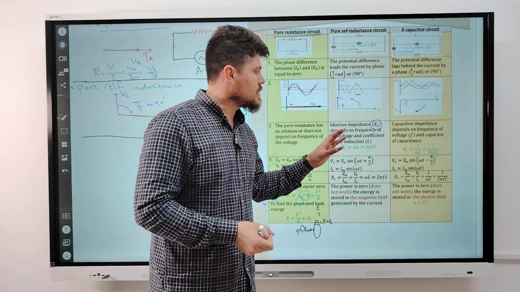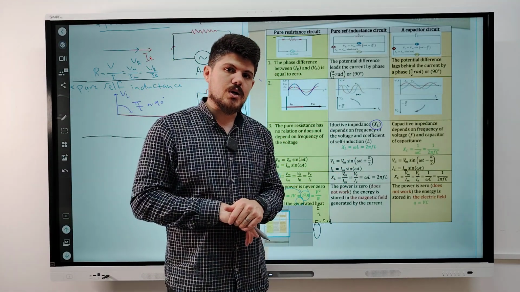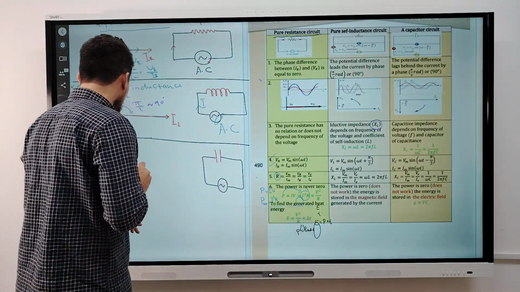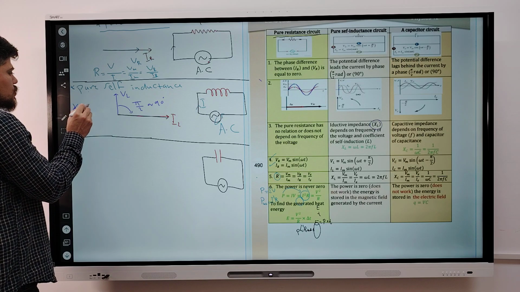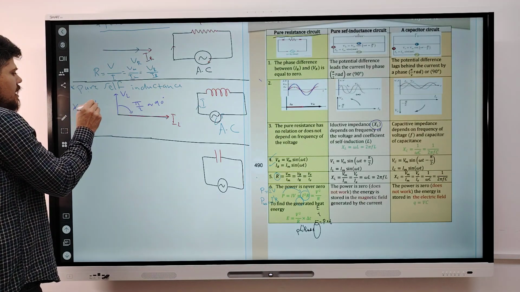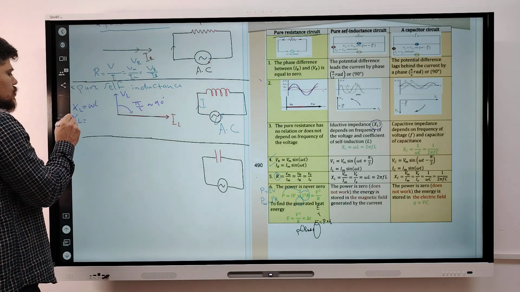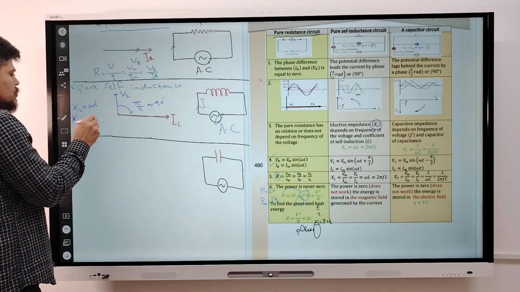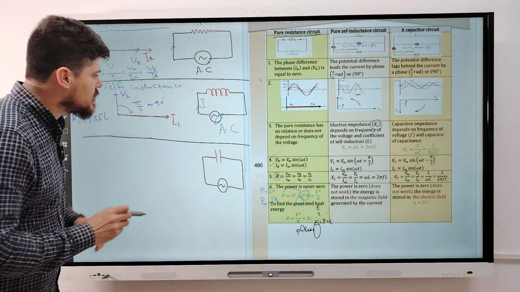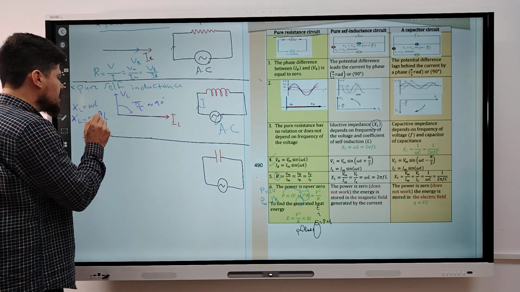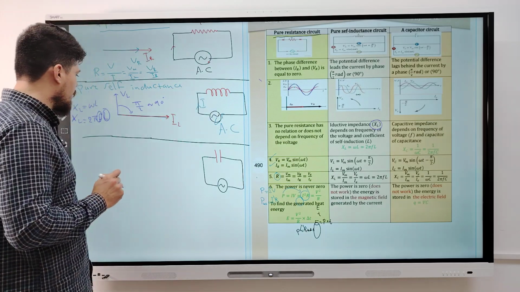What is inductive impedance? Inductive impedance is the ratio of the maximum potential difference to the maximum current across the circuit. So XL can be found by using this equation. XL is equal to what? Is equal to omega L, or XL is equal to omega, as you know, omega is equal to 2 pi F, so XL is equal to 2 pi F L. It means that inductive impedance depends on what? Frequency and coefficient of cell of inductance in the coil.